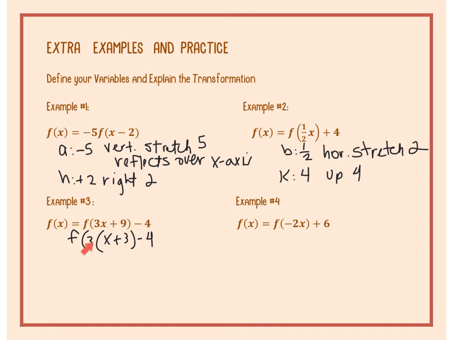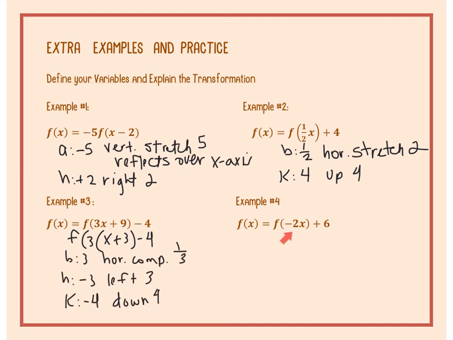So now we have b of 3, which, if b is 3, is a horizontal compression by 1/3. This is h. H is negative 3, which means this graph is going to the left 3. And the negative 4 is outside the parentheses, which means this is your k value, and this is going to make the graph go down 4.